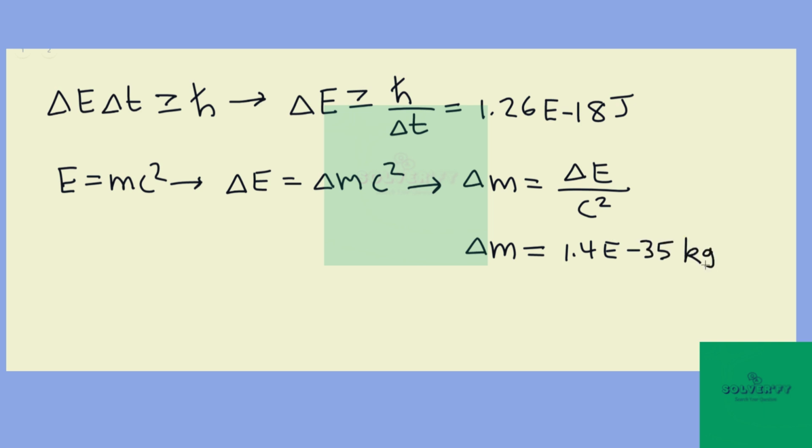So very small energy uncertainty, but even smaller mass uncertainty. That's many, many orders of magnitude smaller than this mass. So we'll box that.